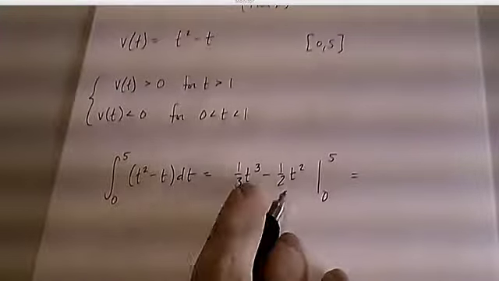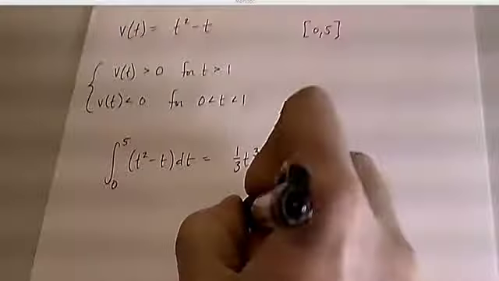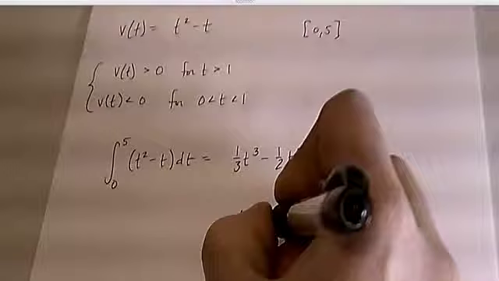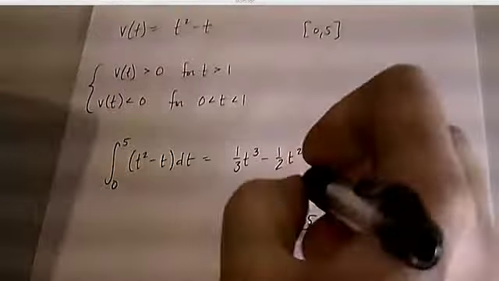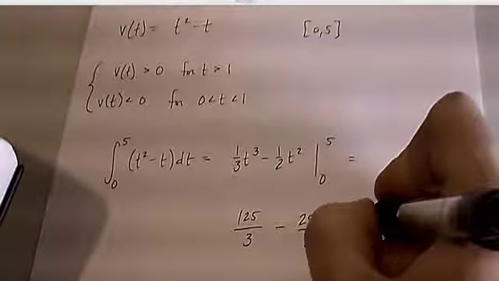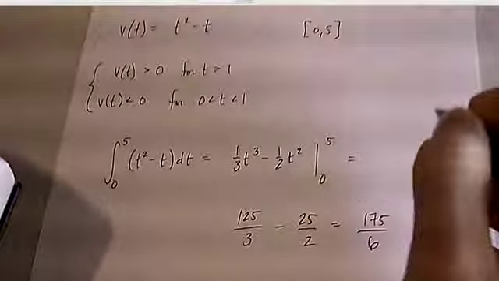Because it's going to make 0. So I'm going to get 125 over 3 minus 25 halves, and of course you can get a common denominator, or just go ahead and actually find that. Something over 6, obviously. It's a little bit late for me to be doing that in my head, so I'm going to go ahead and cheat, and it winds up being 175 over 6, okay?